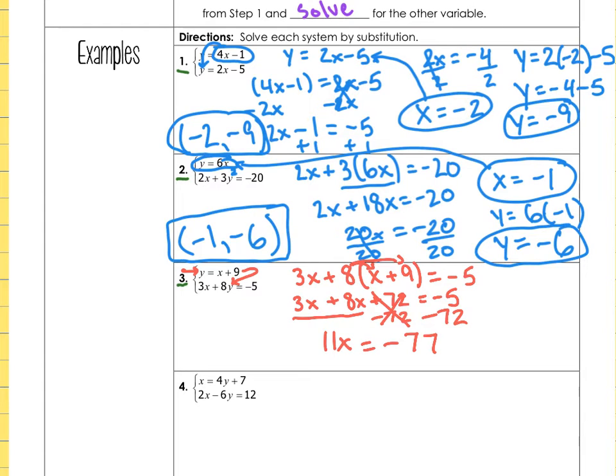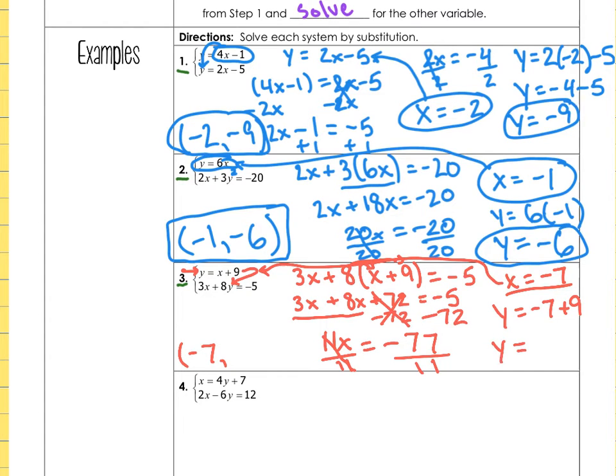11x is equal to negative 77, and to get x by itself, like we want, we divide both sides by 11. The 11s on the left side cancel out, and I get that x is equal to negative 7. Once again, this is just one of our coordinate points. We still need the other to get the full point. So if x equals negative 7, I'm going to plug it back into this top equation here. So instead of y being equal to x plus 9, y is going to be equal to negative 7 plus 9.